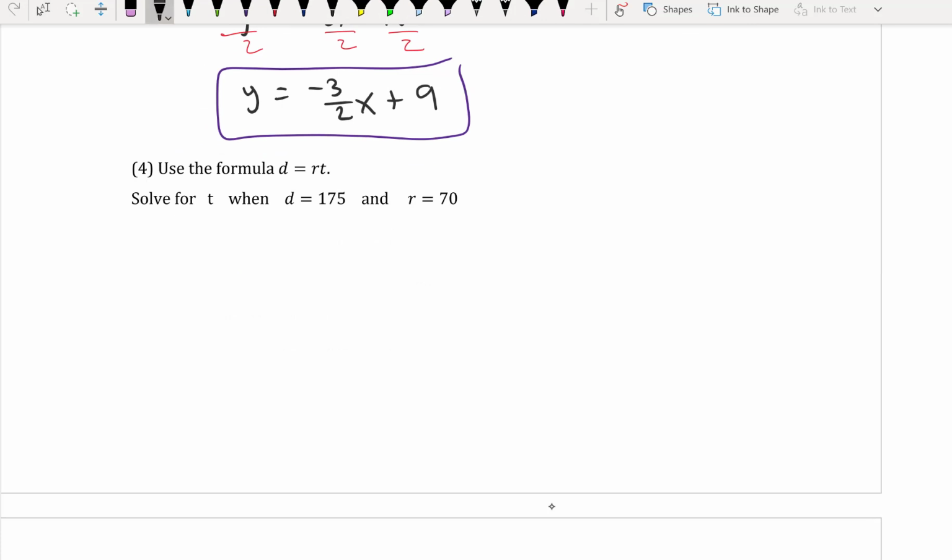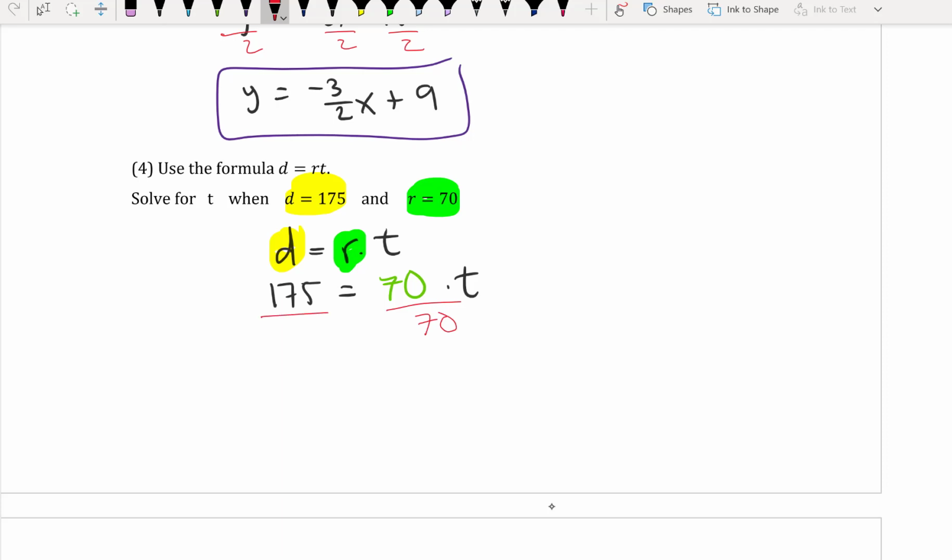And I have my formula and I have my values. So I have my distance is equal to my r times my t. The value for my distance is 175. The value for my rate is 70. So what I'm trying to figure out is my time. So divide both sides by 70. 175 divided by 70 gives me 2.5.